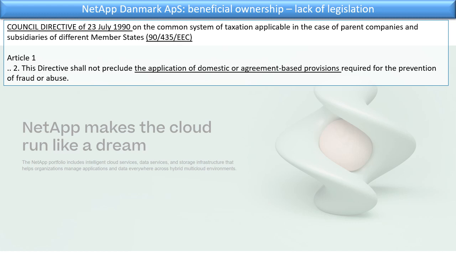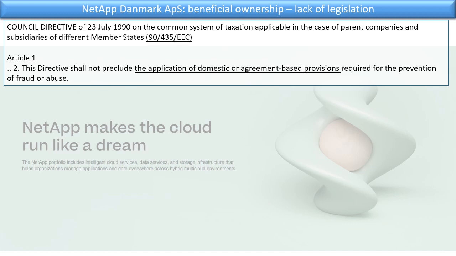And Article 1, paragraph 2, says the directive shall not preclude the application of domestic or agreement-based provisions required for the prevention of fraud or abuse. Now, this article is pretty clear, right? It says that you can get an exemption from dividend withholding tax within Europe, but only if you're not abusing the directive, right? Because this directive does not preclude the application of domestic or agreement-based provisions, except there were none.